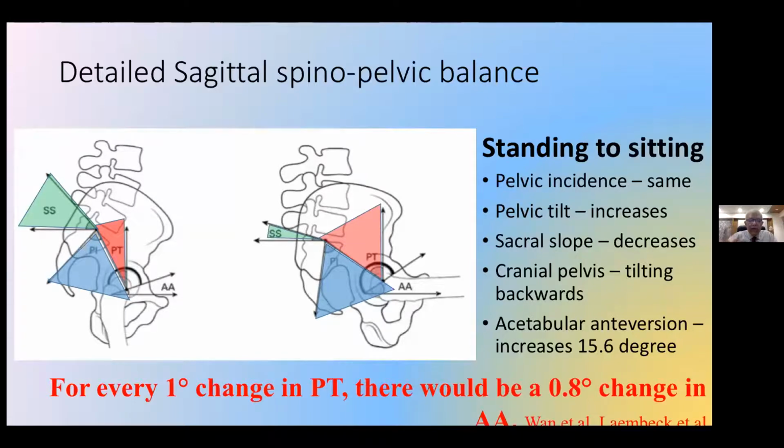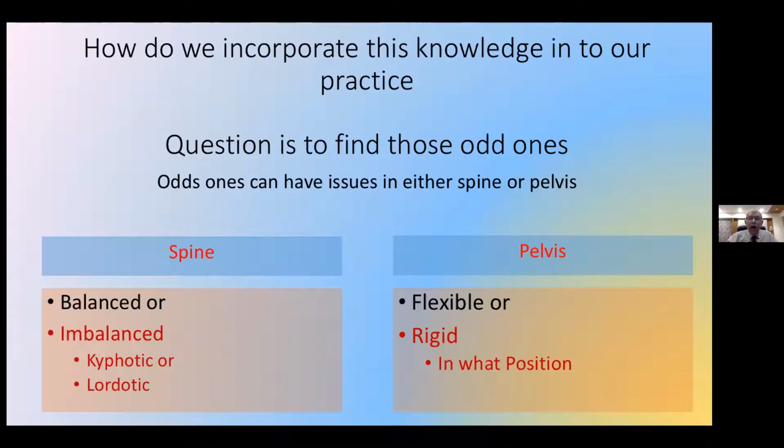With 1 degree change in the PT, that is the pelvic tilt, there would be about 0.8 degree change in the acetabular anteversion. How does this come into our practice? If your spine is not balanced, or if it's kyphotic or lordotic, or if your pelvis is fixed or rigid, then the natural change of anteversion in sitting and standing is not going to happen.